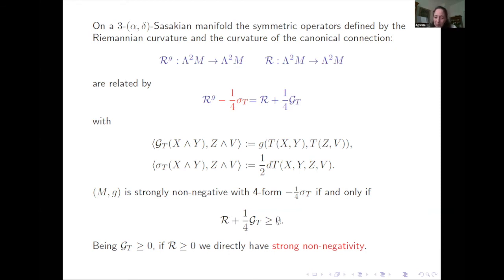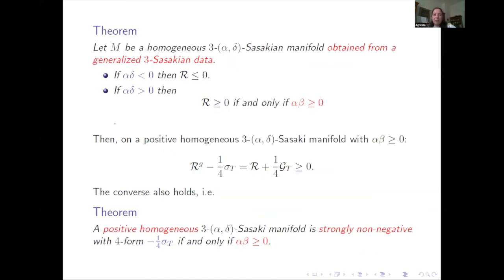So what you get as a theorem is this: you take a homogeneous five alpha delta Sasaki manifold, which comes from our construction of these generalized data. It does not cover Aloff-Wallach spaces and these crazy things. Then you can read off the sign of alpha delta, what happens with the sign of the canonical curvature operator, and then you can conclude what happens for the Riemannian curvature operator. So a positive homogeneous five alpha delta Sasaki manifold is going to be strongly non-negative with this four form if and only if alpha times beta is larger or equal to zero, where beta is the factor we had before.